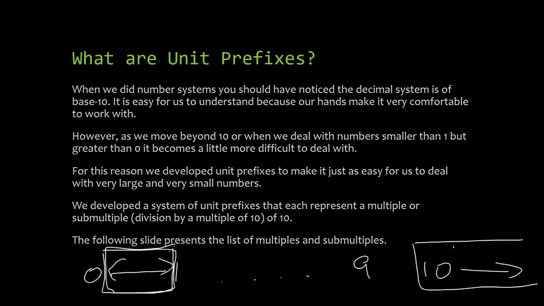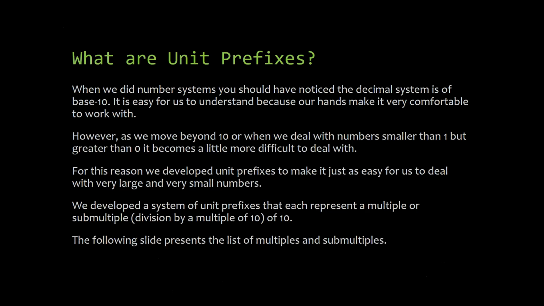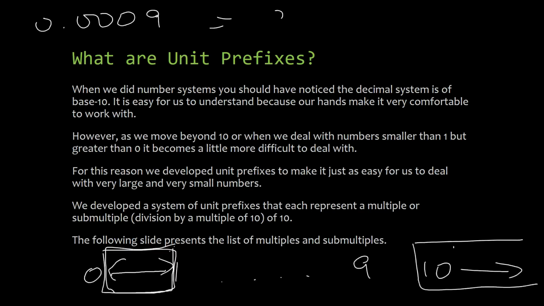For example, I am able to write the number 0.0009 as being equal to 9 and some unit prefix along with it. I am also able to take a number like 10,000 and write it as maybe 10, or maybe I am able to write it as 1 with some unit on the side of it. This is what I mean by a unit prefix.